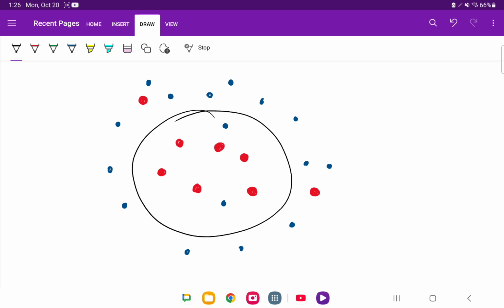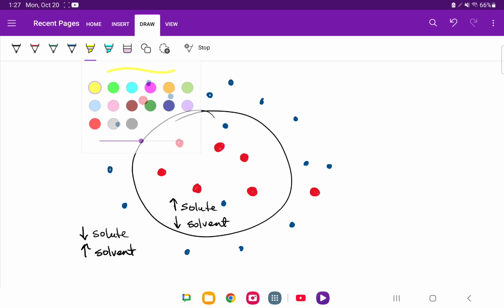Now, if I look inside the cell, I have a higher solute concentration. I have a lower solvent concentration. Outside the cell, I have a lower solute concentration and a relatively higher solvent concentration. Now, if the solute was able to move across this membrane, because remember, this is a cell, then it would move from where there's more solute to where there's less solute. It would move from the inside of the cell to the outside of the cell. And I'm going to represent that with, let's do a red highlighter.